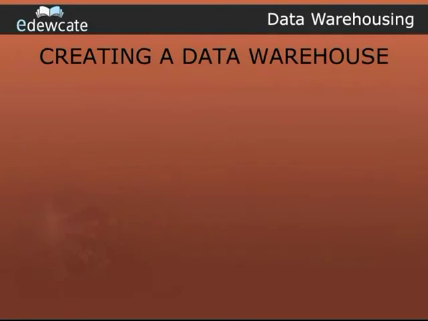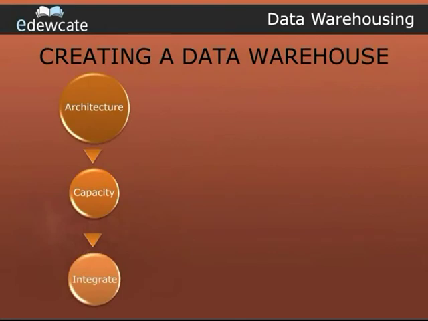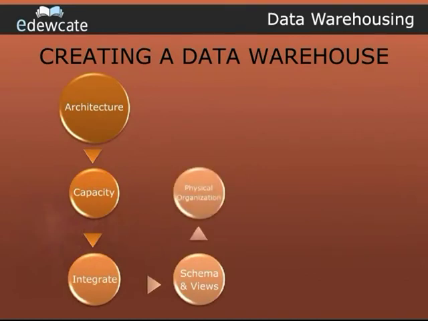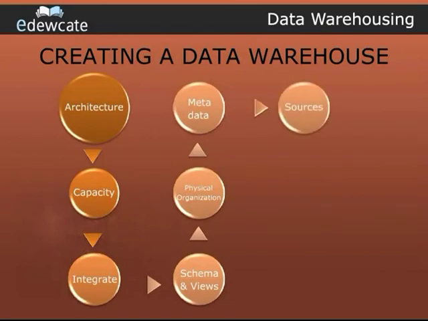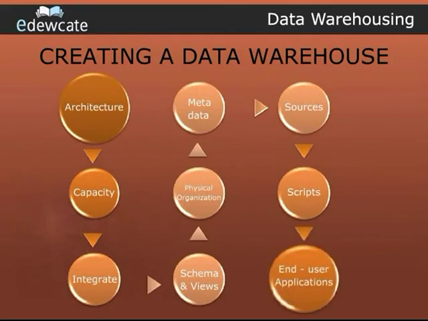The basic process followed is, firstly, defining a clear architecture, estimating and planning the data warehouse's storage capacity, then integrating the servers, storage and clients, then designing the warehouse schema and views, then designing the physical organization and access methods, then defining the metadata and populating the repository, then connecting the sources, gateways and the ODBC drivers, then designing scripts for the data extract, load and refresh, and lastly, designing and implementing the end-user applications.